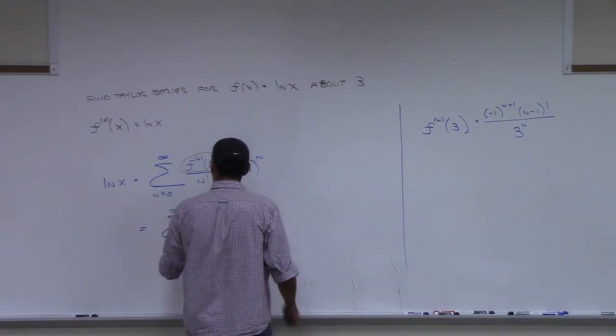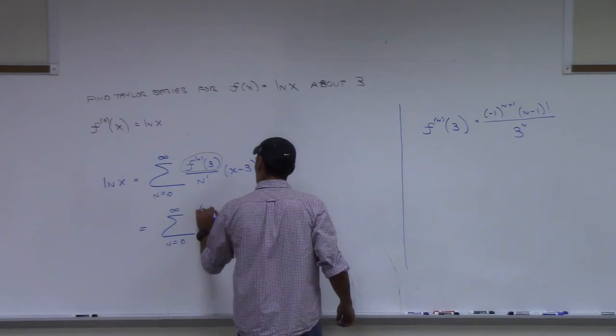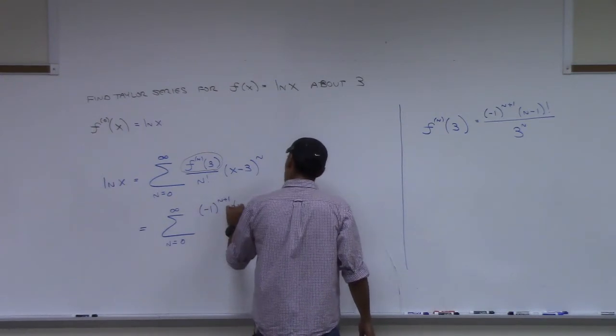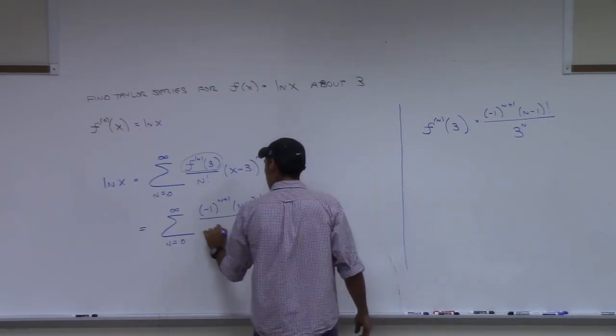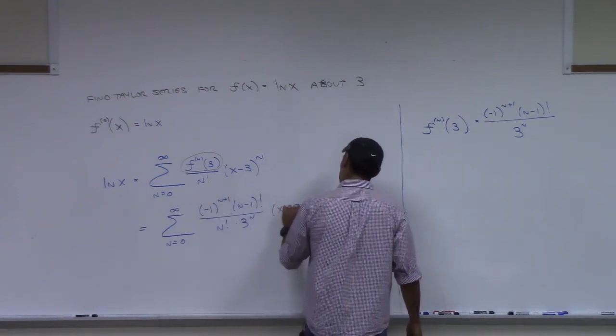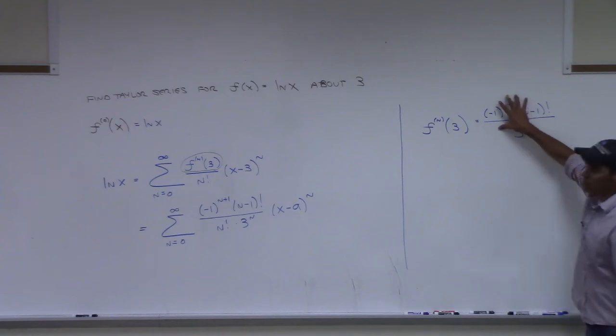So our Taylor series is going to be, let's see if this works, sum n equals 0 to infinity of that thing, -1 to the n plus 1 times n minus 1 factorial over n factorial times 3 to the n times x minus a to the n. All right, let's see if that makes any sense. I took this right here, and I divided it by n factorial.